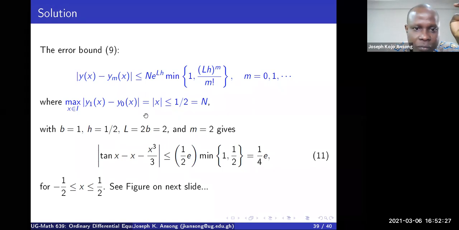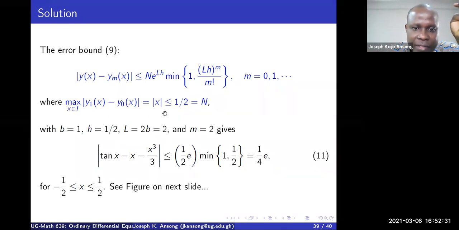Of course, the max of the difference between this and this is the absolute value of x. We showed that the theory says that the absolute value of x has to be less than or equal to 1/2, and that is equal. That should be the N, right? From the lemma, this is less than or equal to some N. But we showed that this is equal to this, and it's less than 1/2. Therefore, that has to be N. So we know N to be half.